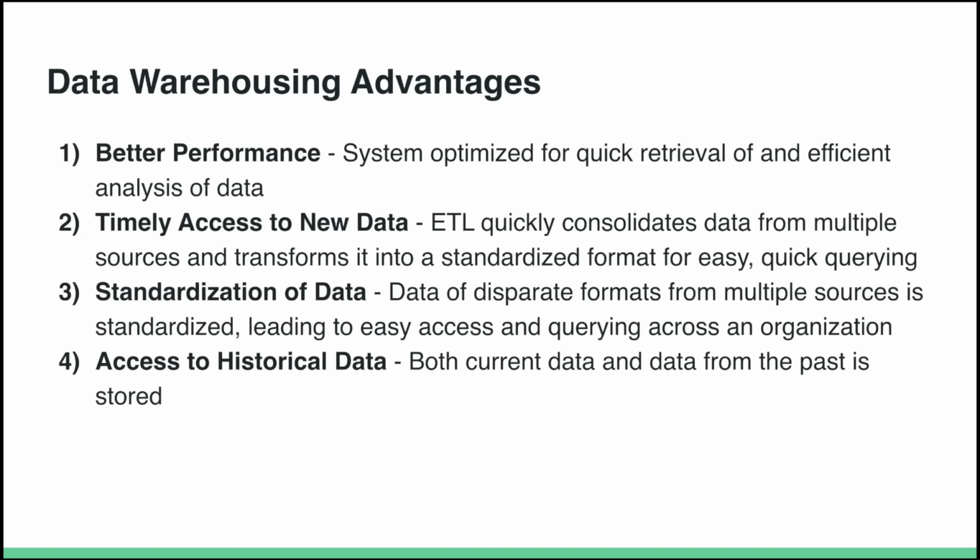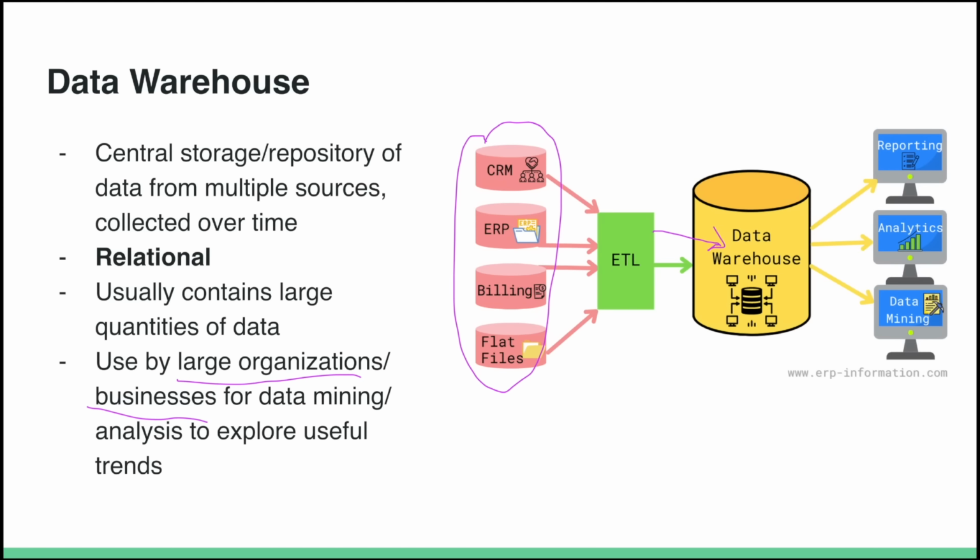Moreover, let's look at some of the advantages so we can get a better idea of why we'd use this, but also how this is different from databases. When we have large amounts of data, we're going to have better performance than databases. The system is optimized for quick retrieval and efficient analysis of large amounts of data. Now, our system called ETL, which we're going to talk about more in the next few slides, is quite quick at consolidating data from multiple sources and transforming it into a standardized format for easy and quick querying. And this means that we can take data from a bunch of different places. So if we go back to our previous slide, that could be a CRM system, I guess an ERP system.